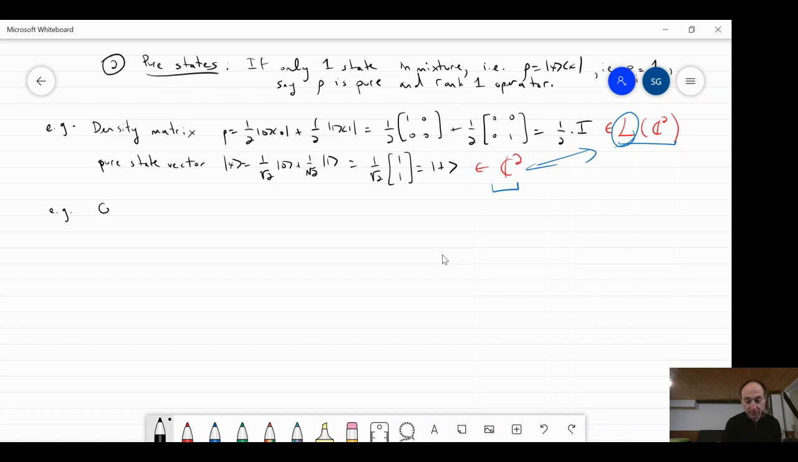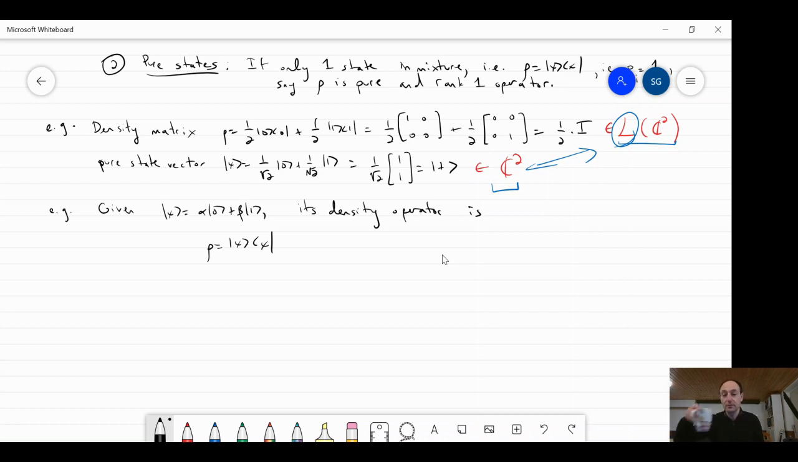Given, let's say, some state alpha |0> plus beta |1>, let's work over qubits. Its density operator is, well, first let me write it down. It's just this, right? It's rho equals |psi><psi|. So first, why is this the right density operator? Think about it for a second.